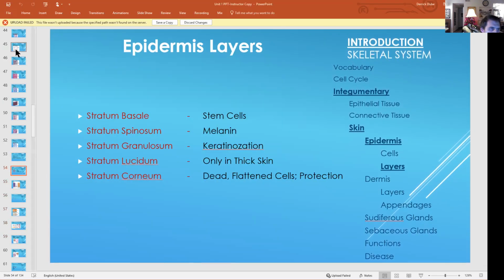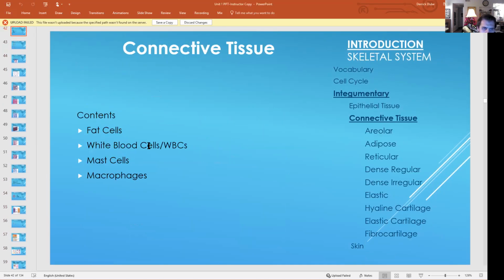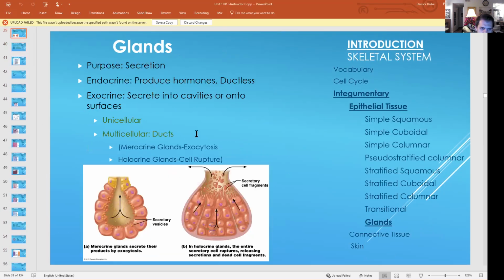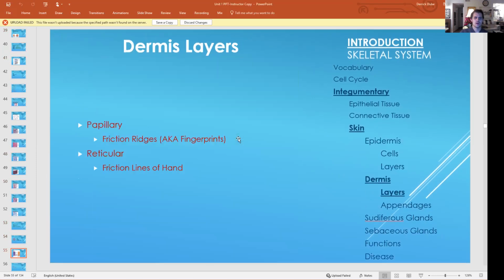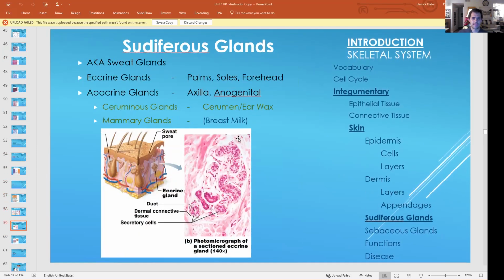Oh, where are you? Okay, don't worry about it. We won't go into the difference between the eccrine and the apocrine. Just know where they're located roughly.